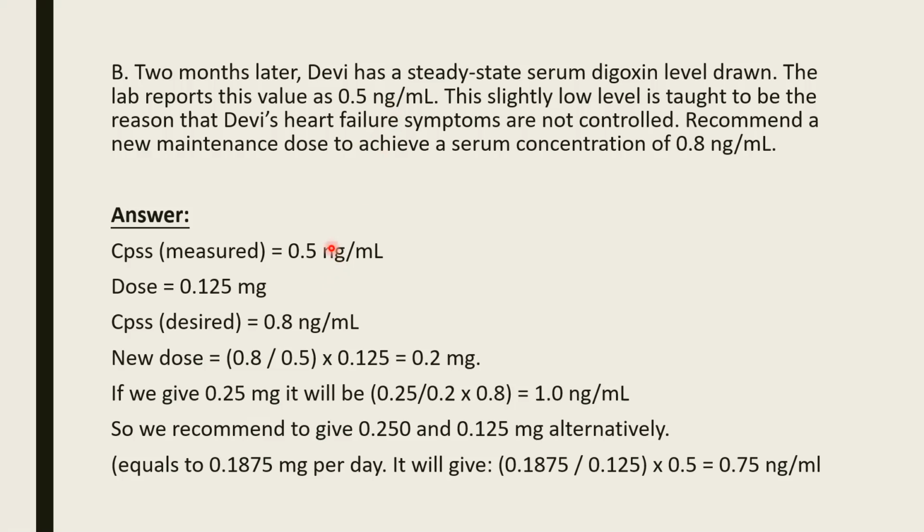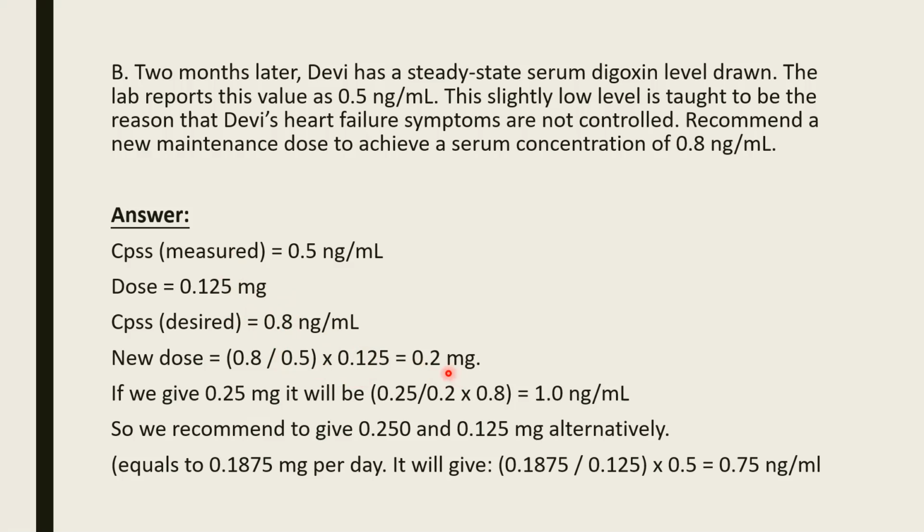Now the measured CPSS is 0.5, and your dose is 0.125 milligram, and the desired CPSS is 0.8. Because this follows linear kinetics, we use a simple one: new dose equals desired CPSS divided by measured CPSS times the dose. We get 0.2.